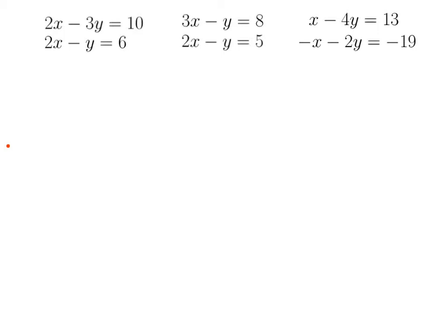So let's just go over that procedure for solving simultaneous equations one last time. The first thing you need to do is lay out your equations so that it looks a bit like column addition or subtraction. You need things in columns.